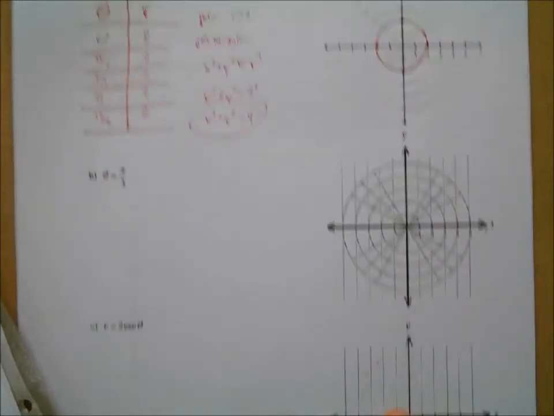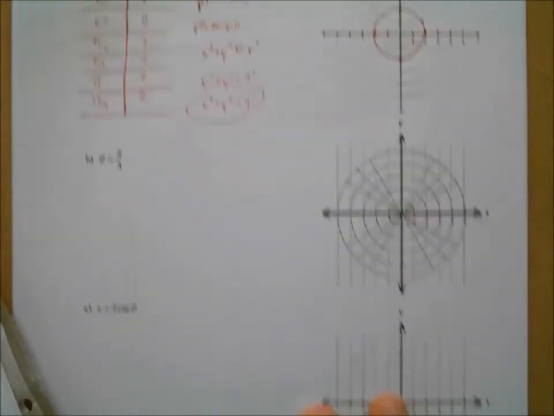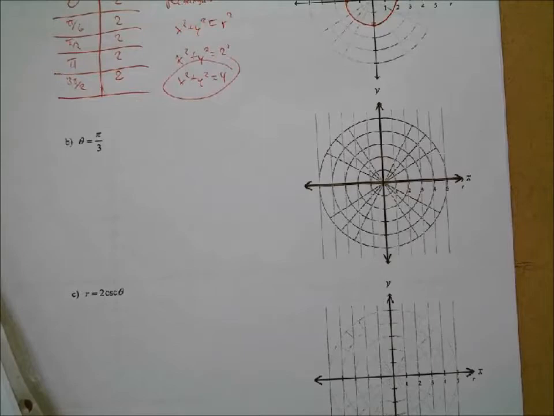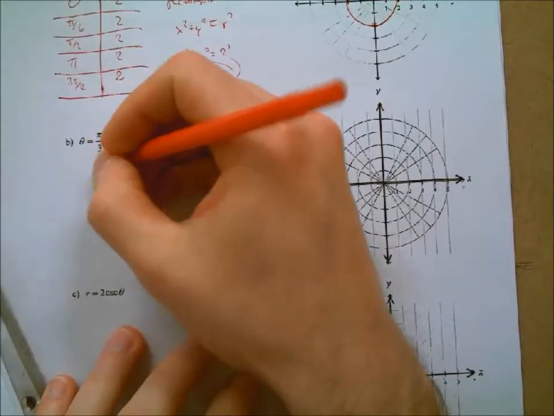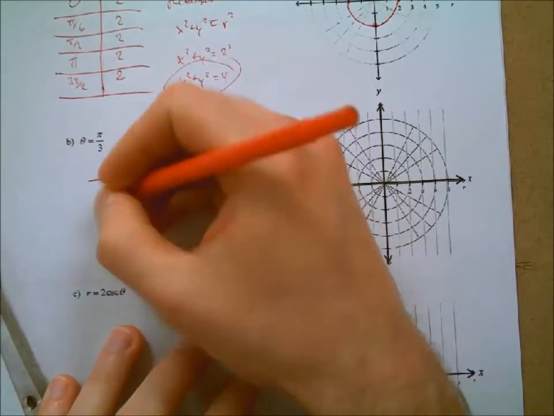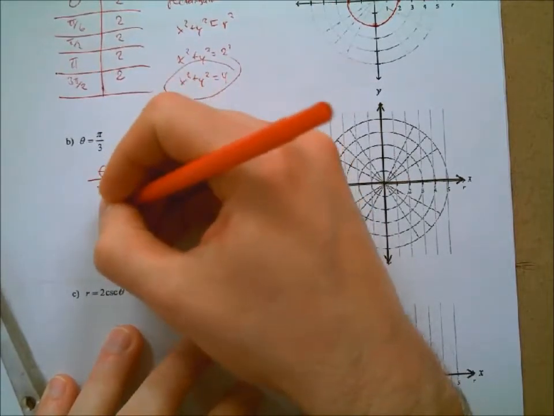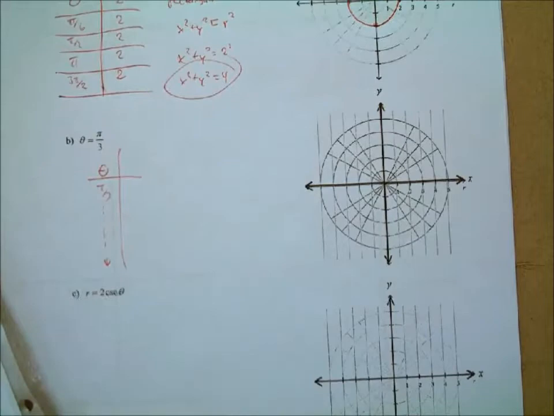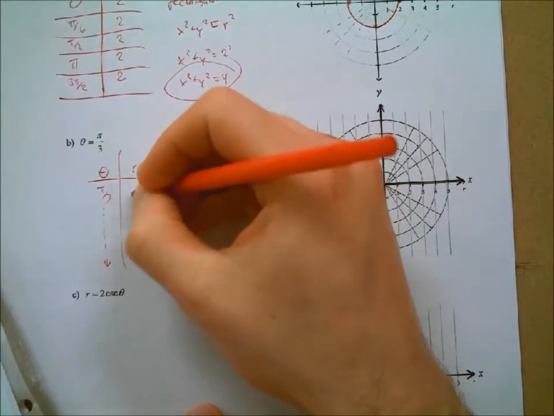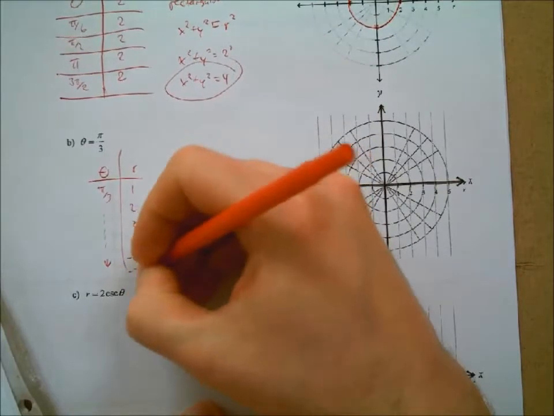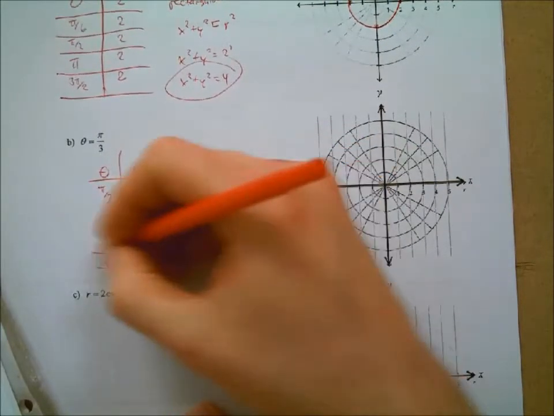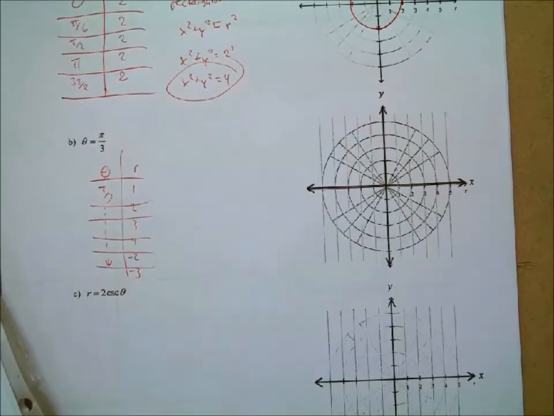Hooray! Moving on. So any question on that? That's pretty straightforward, right? Letter B. Now let's see what happens when we have theta equal to a constant number. In this case, our thetas are all going to be pi over 3, so I'm not going to bother writing them all out. You get the idea there. And let's just say r is 1, 2, 3, 4, -2, -3. All those r values have theta values of pi over 3.